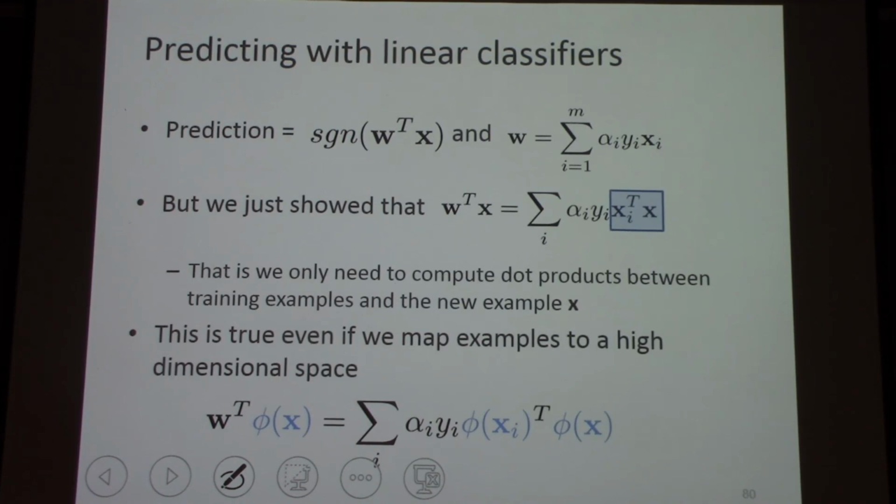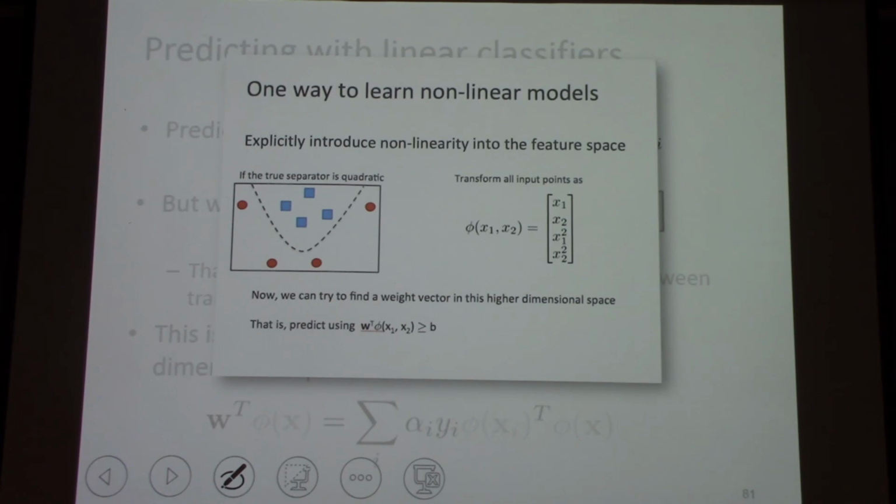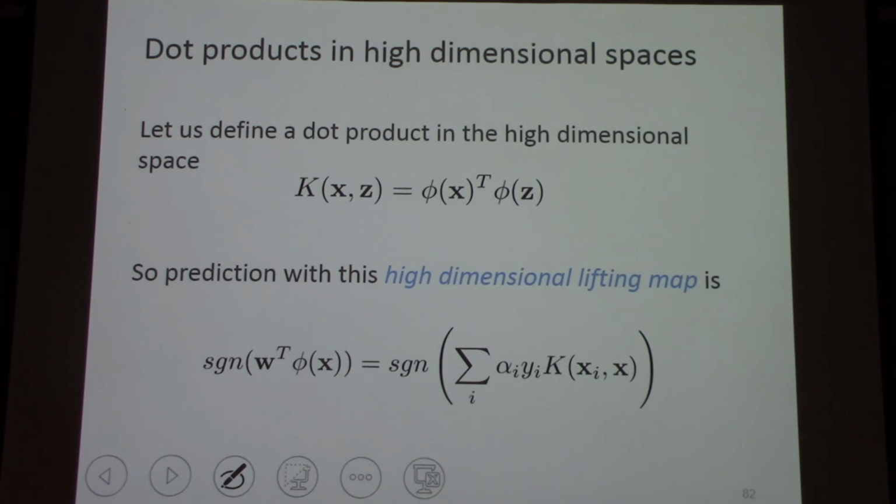So basically the only thing that's needed is this dot product. That's the only computationally complex step around here. And of course you need to do this for the entire training set. That's another problem, but we'll deal with one problem at a time. So let's define this dot product in some higher dimensional space.